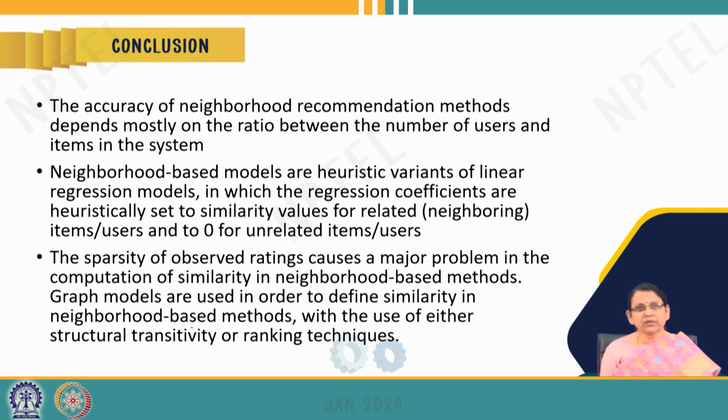The sparsity of observed ratings can cause a major problem in the computation of similarity in neighborhood based methods. Graph based methods provide an approach in which transitive relationships can be considered and similarity can be computed. As a result, the similarity matrix will not be very sparse.